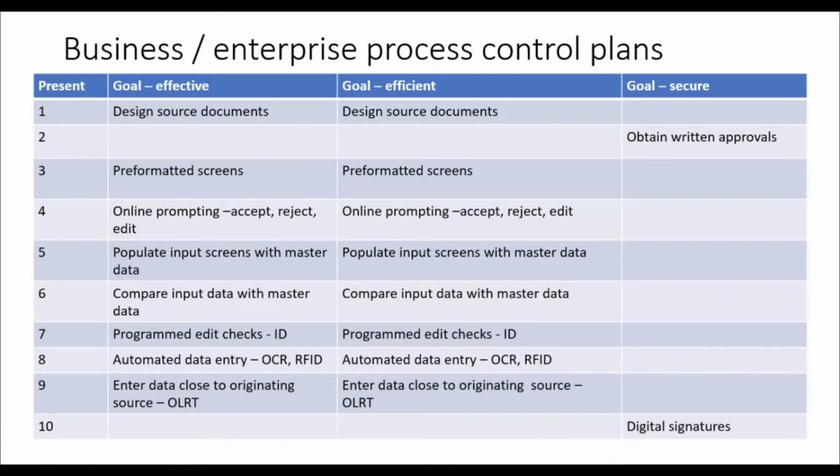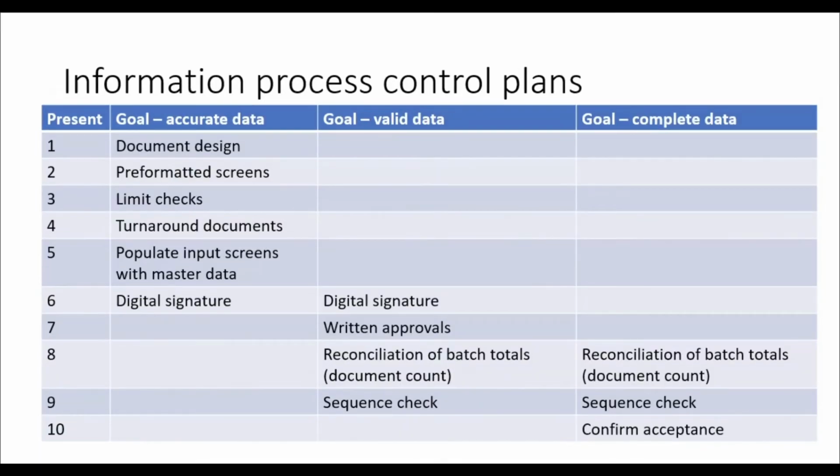So these are making the enterprise effective and efficient. Then there are also digital signatures to make the activities secure and retain authenticity of these activities captured. Control plans have three goals: to make data accurate, valid, and complete.